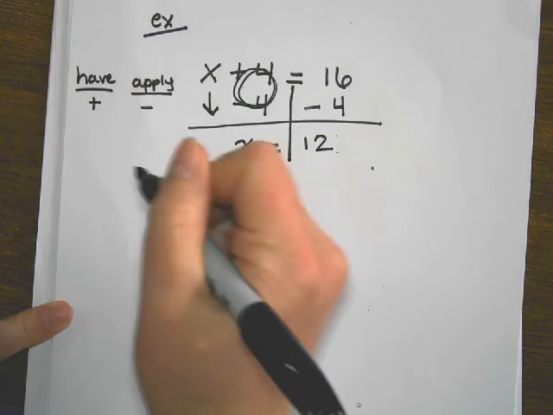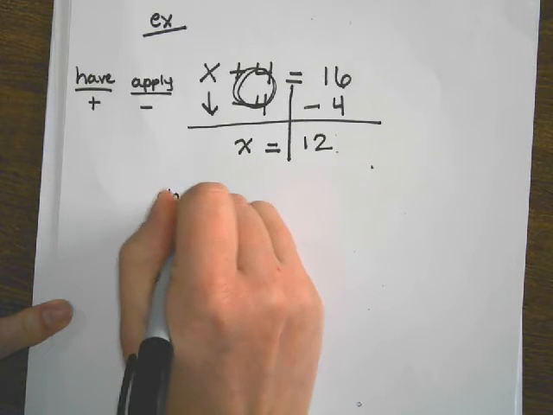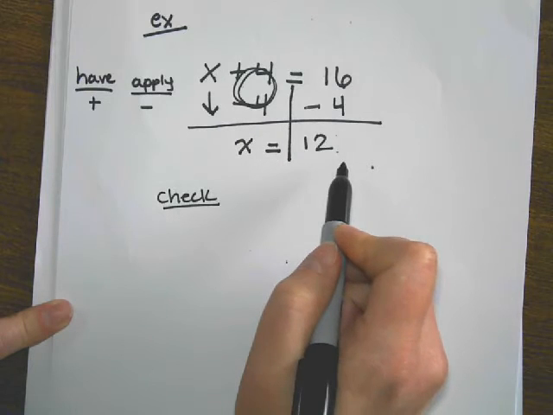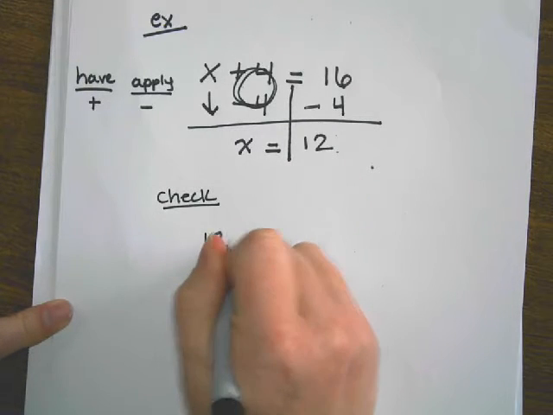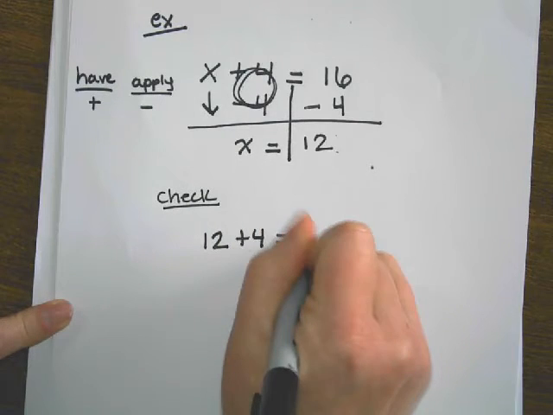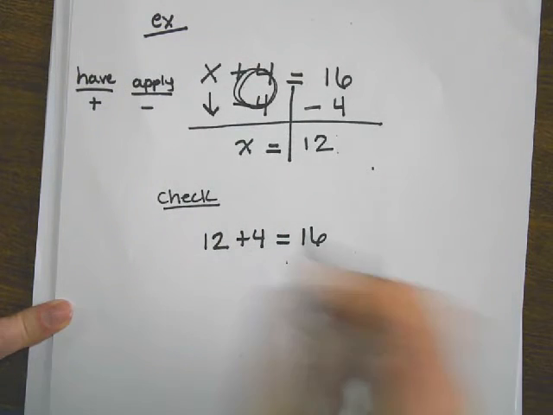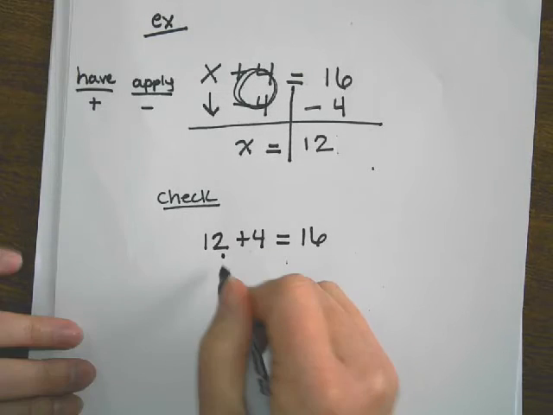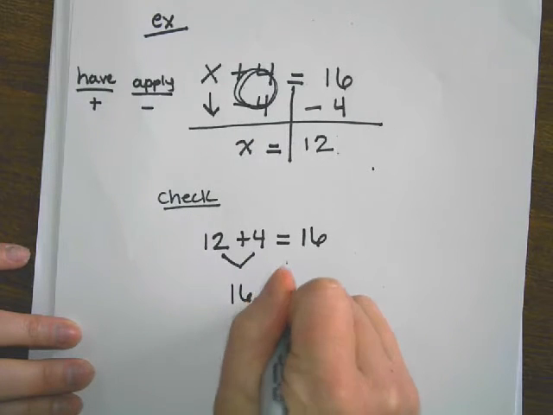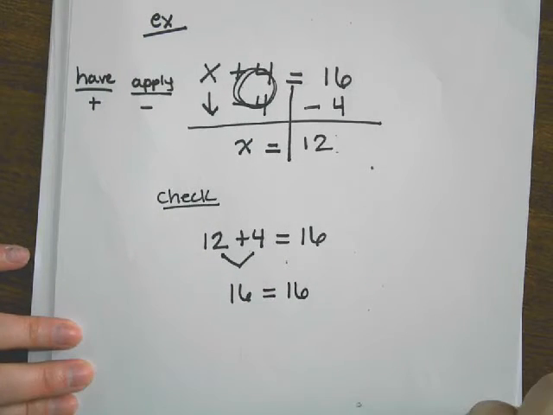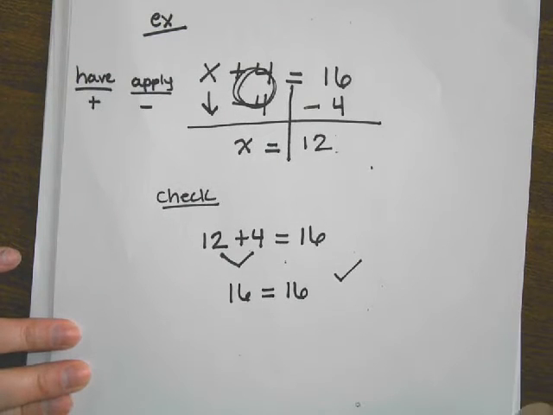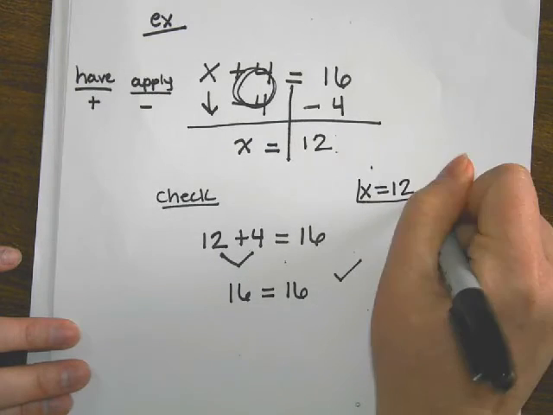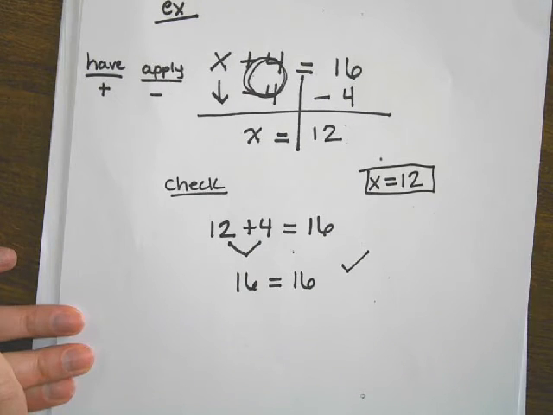Then I always go back and check my work. So for my check, I'm going to replace x with 12. So now I have 12 plus 4, and that's going to equal 16. And then I check, does 12 plus 4 actually equal 16? Well, 12, 13, 14, 15, 16. It sure does. So as long as I get this side is equal to that side, it checks out, and I know that my answer is correct. So the answer to this problem is going to be x is equal to 12.